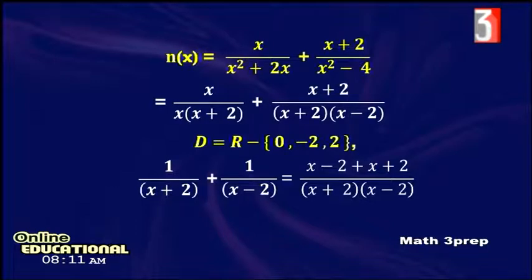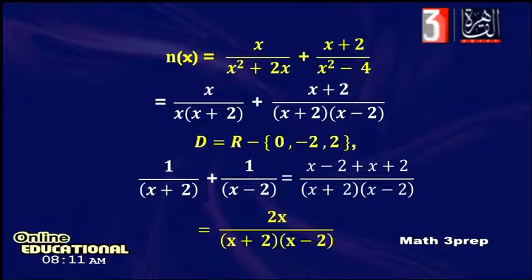Look carefully at the numerator. You are going to find that there are like terms to be collected together. So x plus x gives 2x. Negative 2 plus 2 gives 0. So the result will be 2x over x plus 2, x minus 2.